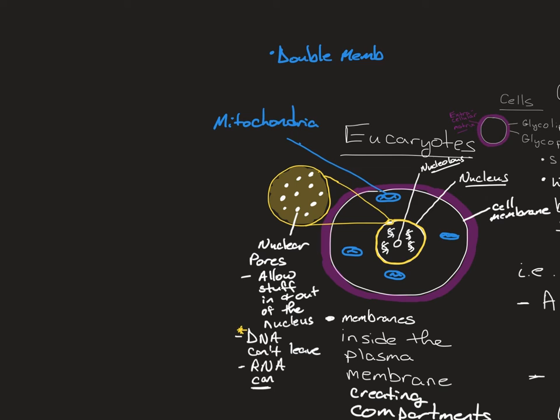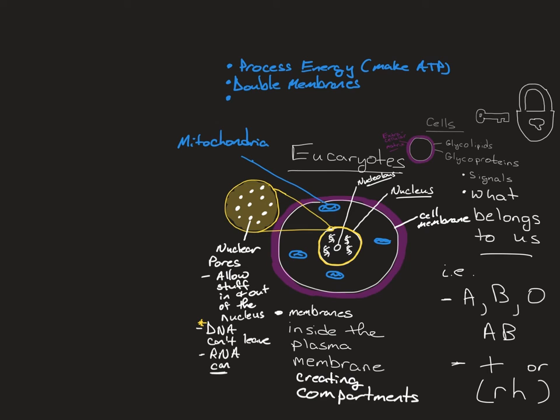Mitochondria process energy. They make ATP. We'll talk about what ATP is later. That's why they call it the powerhouse of the cell. You've heard of that before, I'm sure, in elementary school. They process energy, have double membranes, and they have their own DNA. That's really interesting. They have their own DNA.